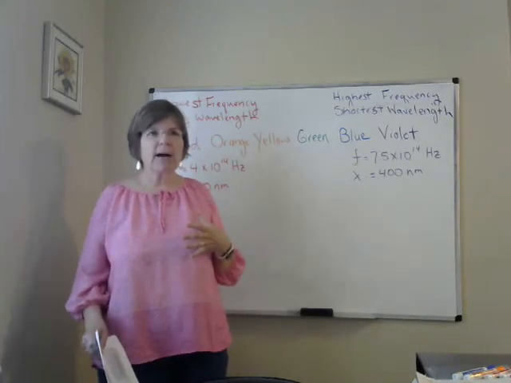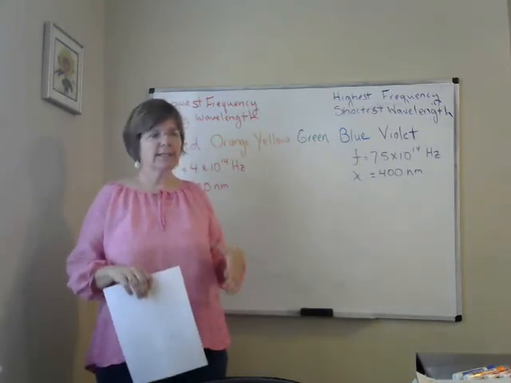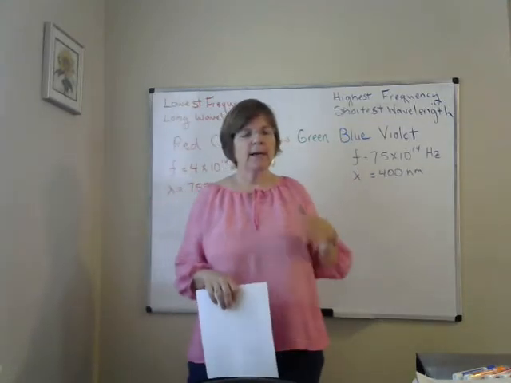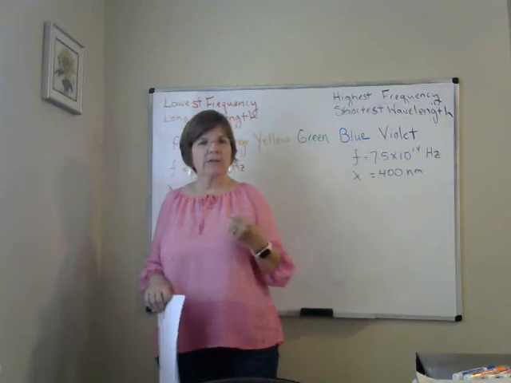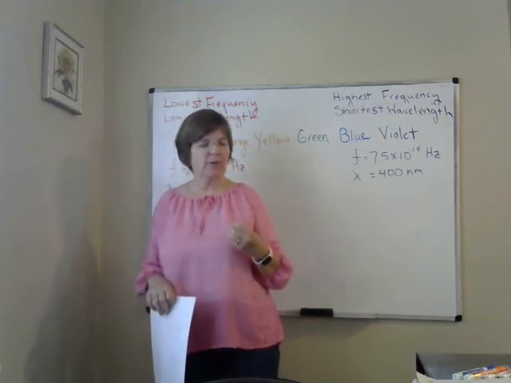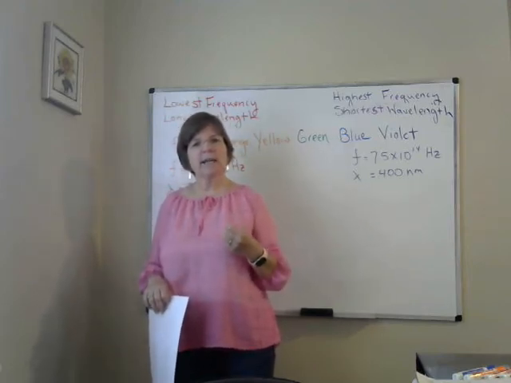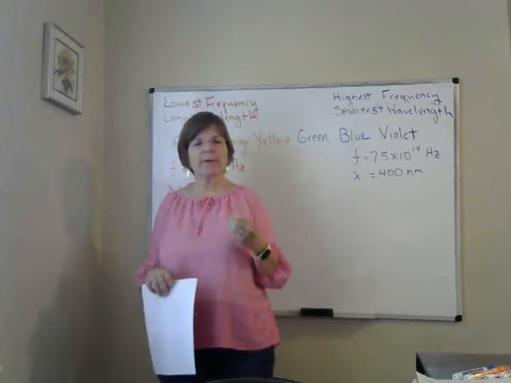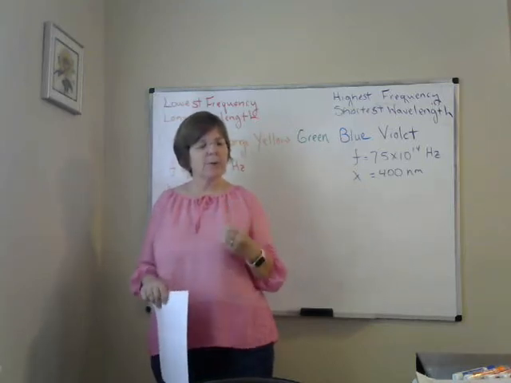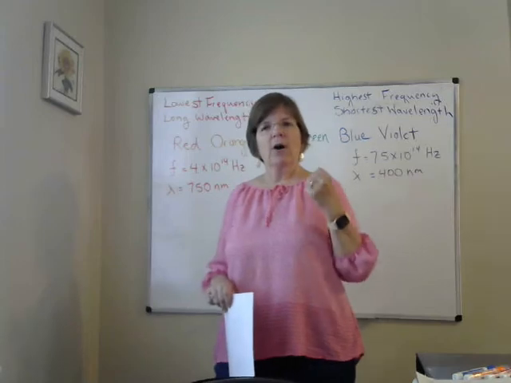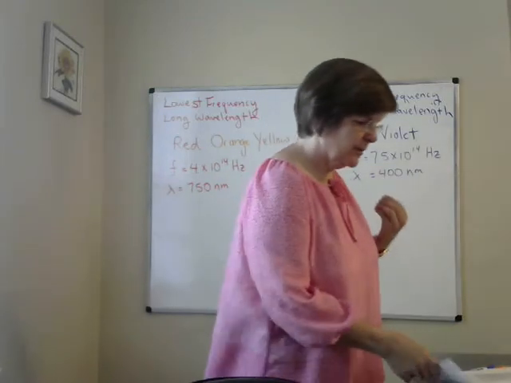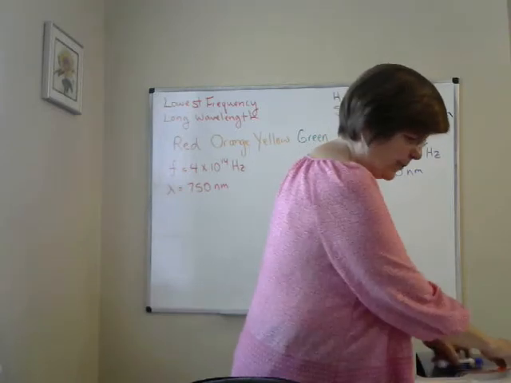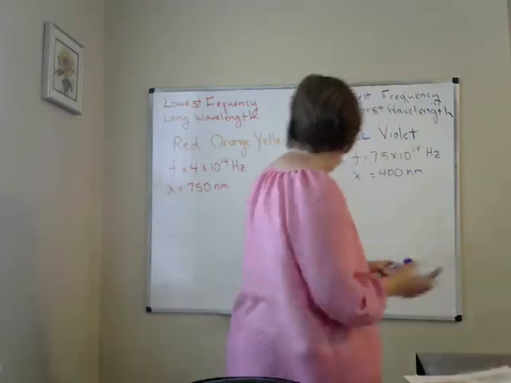So let's think about why we see different colors. It helps if we understand a little bit about the human eye. The human eye has 3 different types of cones, and those cones detect 3 what we call primary colors of light. Those primary colors of light are red, green, and blue. Let me make a diagram with red, green, and blue.